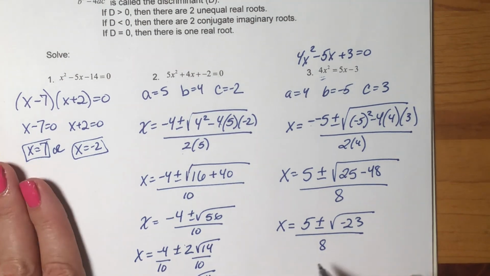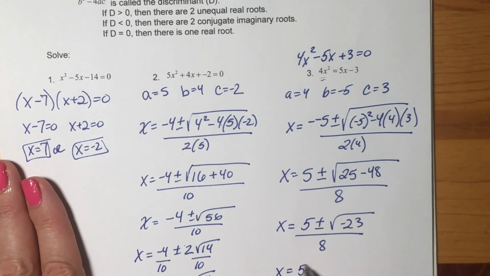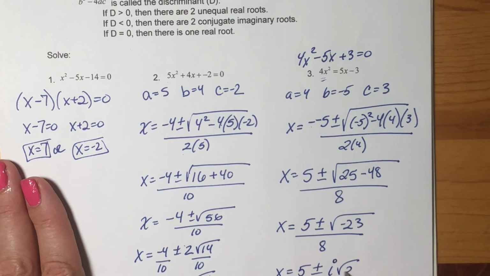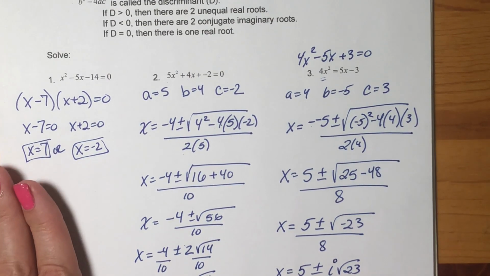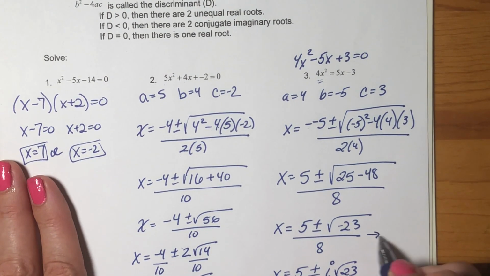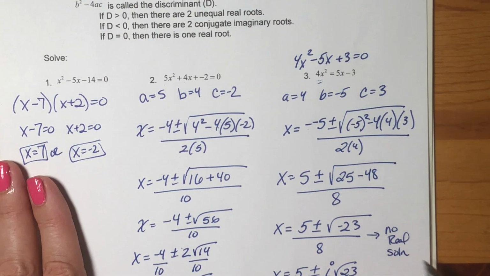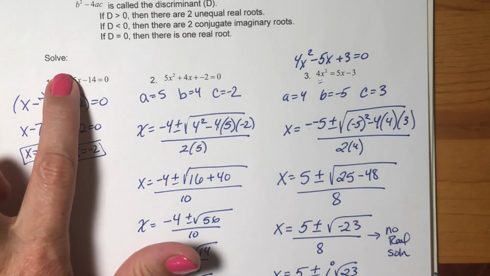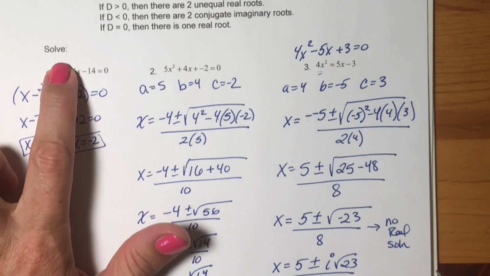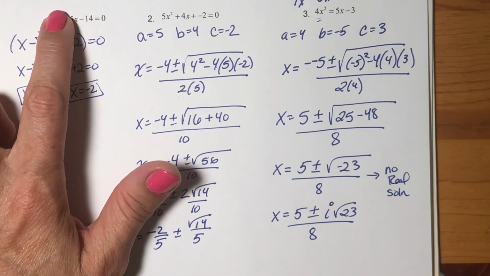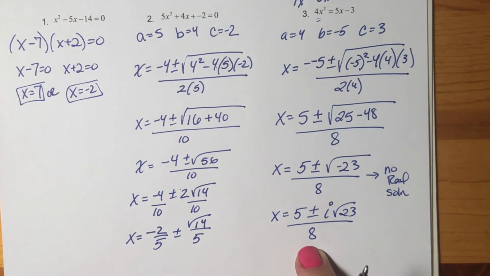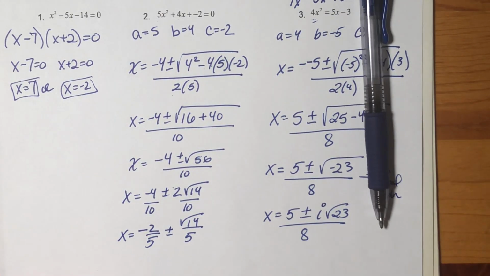But anyway, we could say x is equal to 5 plus or minus, take out the imaginary number, so it'd be i root 23 over 8. Okay, so for this problem set, you could say no real solution, if your domain is all reals. Now notice up here, I didn't say what the domain was. Okay, I didn't give a domain. But down here, I have an imaginary. Okay, have fun with your problem set. Watch out for those imaginary numbers.